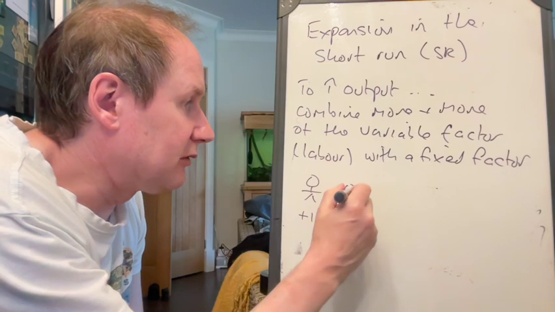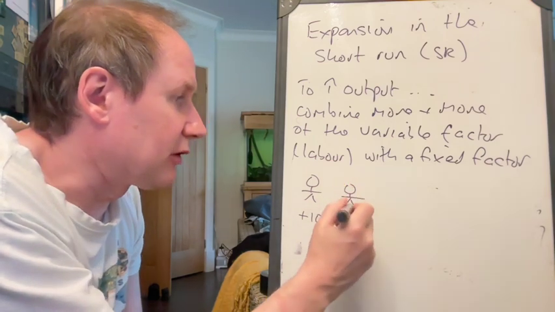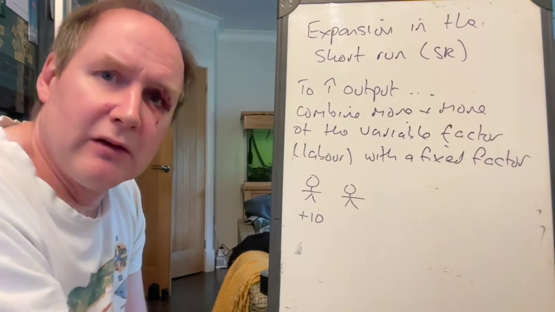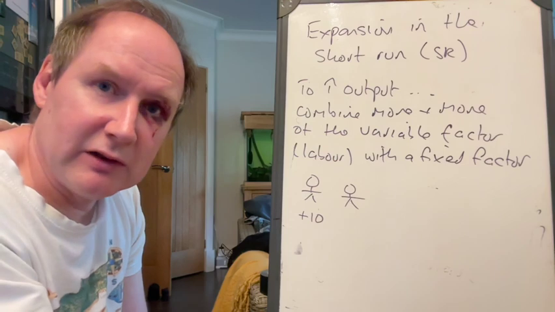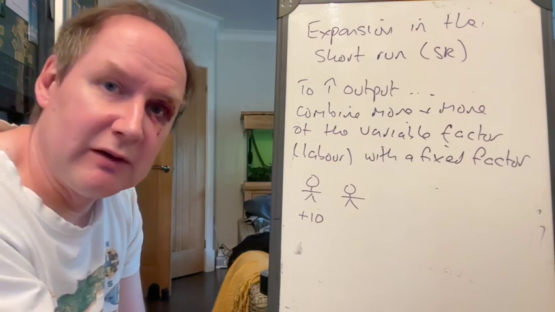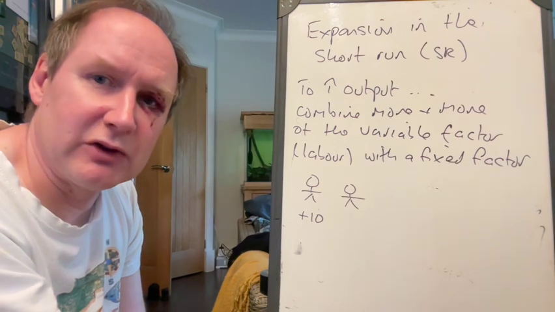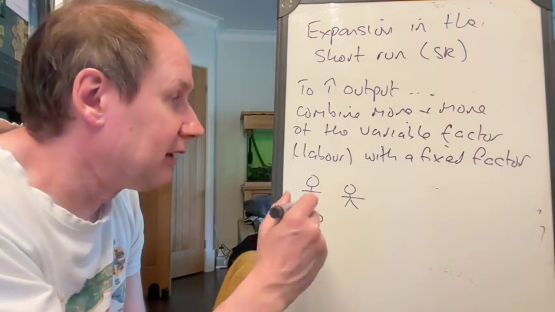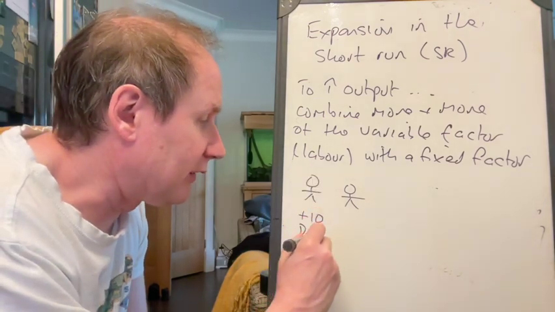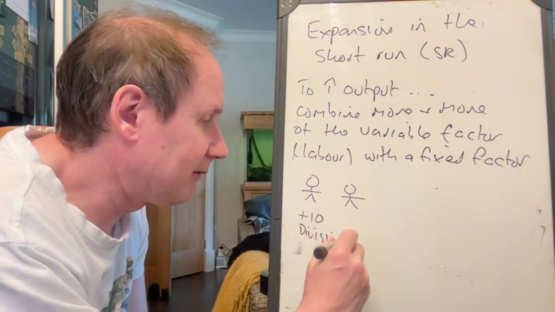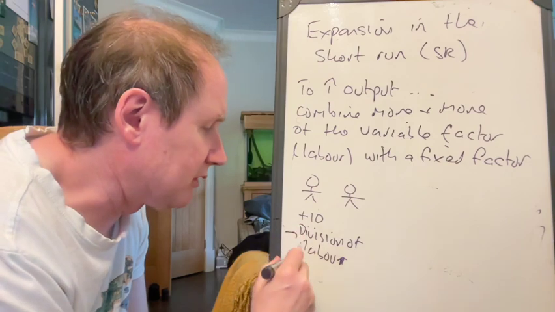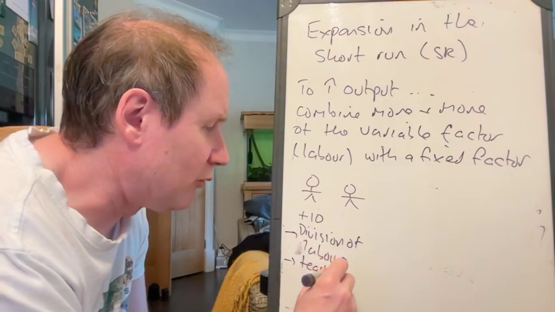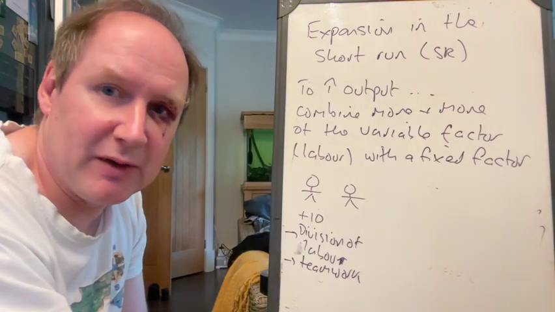Then let's imagine that we add a second worker. The question is, how much do they add? Is it going to be another 10? Is it going to be more than 10? Or fewer than 10? In this example, there is a good chance that they're going to be able to do teamwork. Maybe they could divide their labour. They could specialise. Maybe one of them's better at one thing and one of them's better at another.